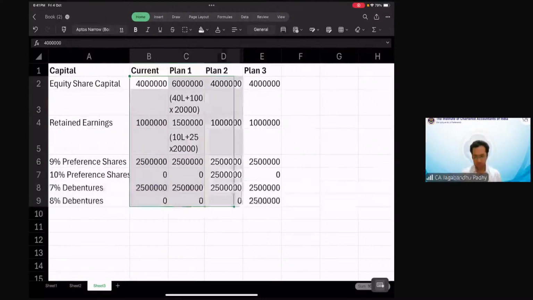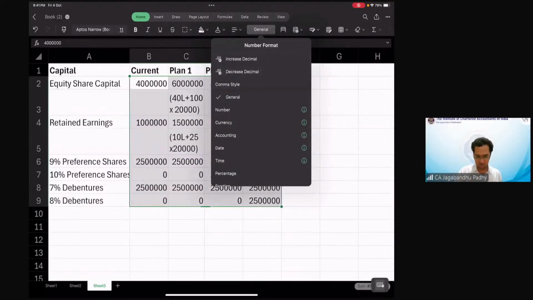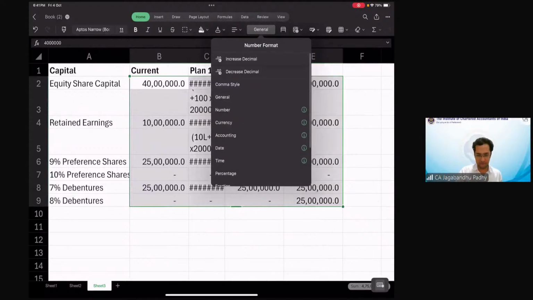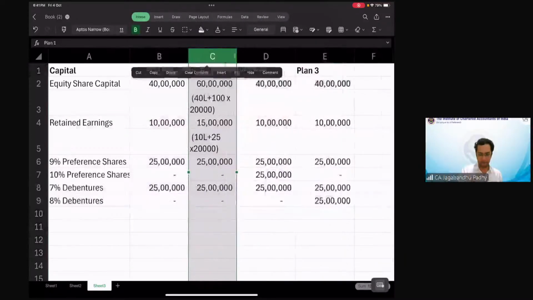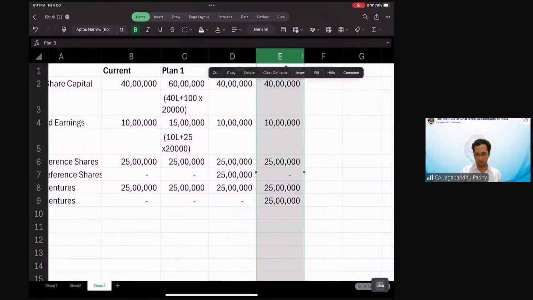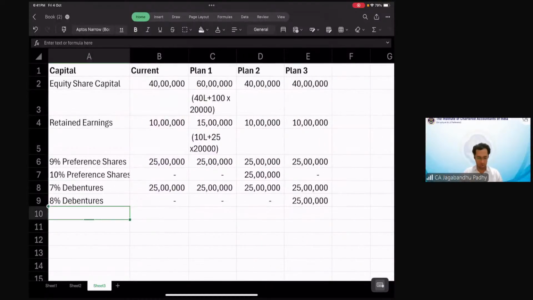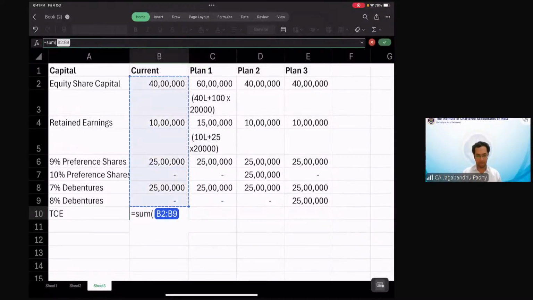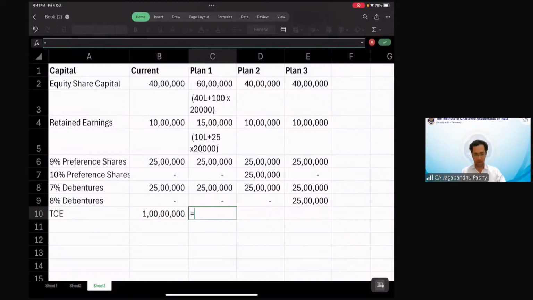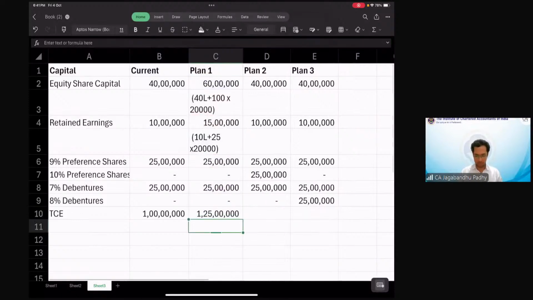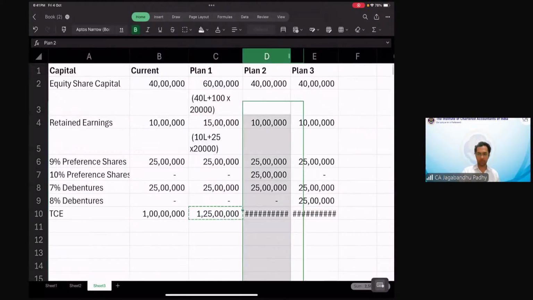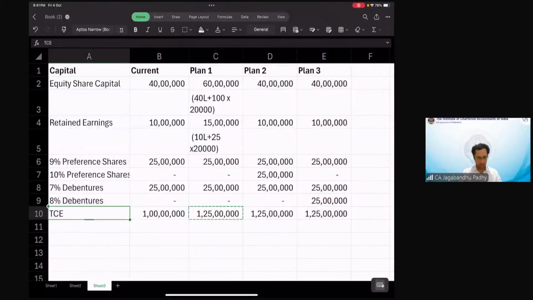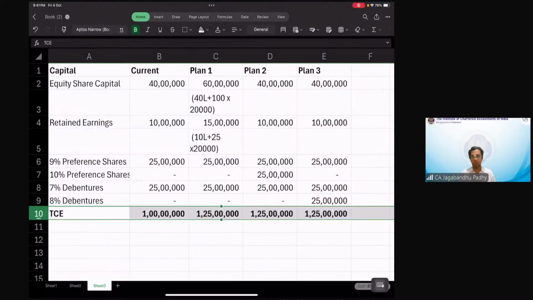Now, this entire thing, let me just make it comma style a bit better way. Yeah, so total capital employed, currently we know it is 1 crore, but going ahead in plan 1, it's 1 crore 25 lakh, right? So total capital employed is 1 crore and 1 crore 25 lakh in the other 3 years.